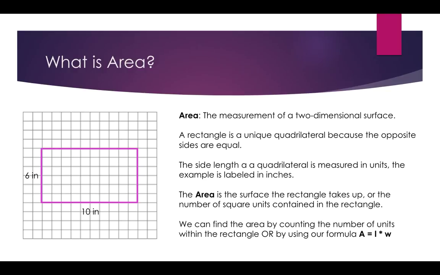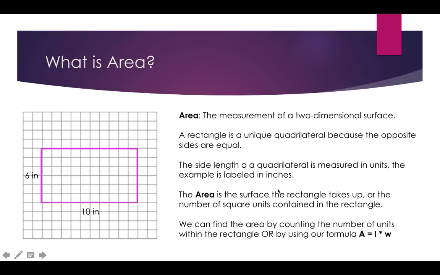So the area is the measurement of a two-dimensional surface. So if I was looking at my wall or a table, the flat surface can be measured in 2 dimensions. We're going to start with rectangles because rectangles are unique in that the opposite sides are equal. So I have a 10 on my horizontal side. That's the same measurement as the side up top. And then, of course, I have a 6 on my vertical side, which is the same measurement as this side.